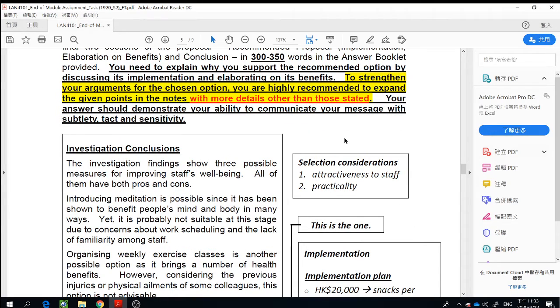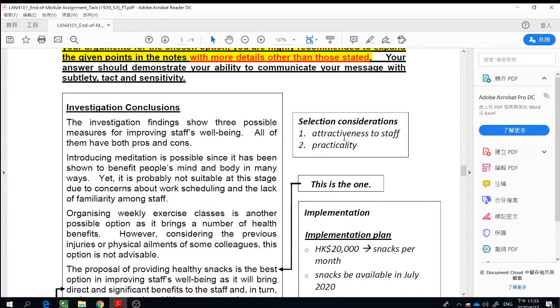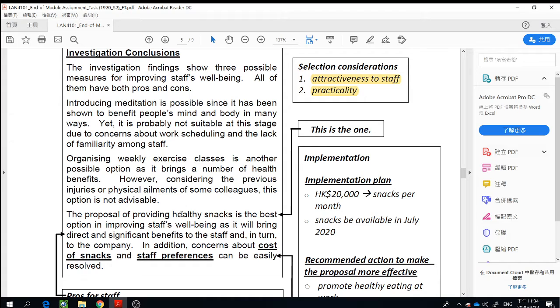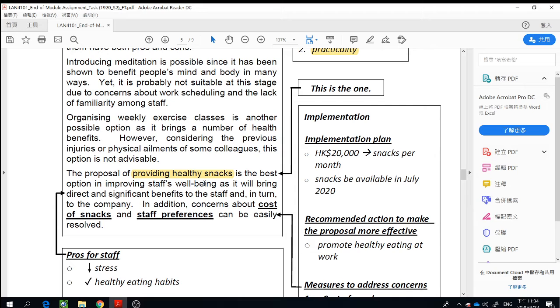this is part two. So based on this, you should write your part two. To start with, you should think about which one is suggested based on these two criteria. The first one is attractiveness to staff. The second one is practicality. All right, so what is the one? Everybody highlight this one: provide healthy snacks. You must write on this. Don't write on the other one. You must write on providing healthy snacks.